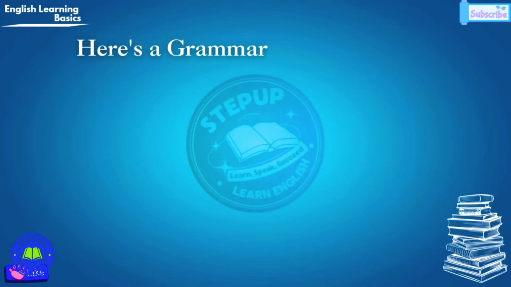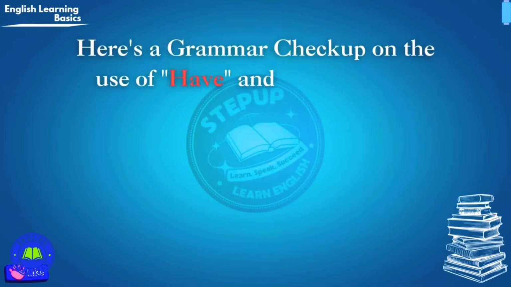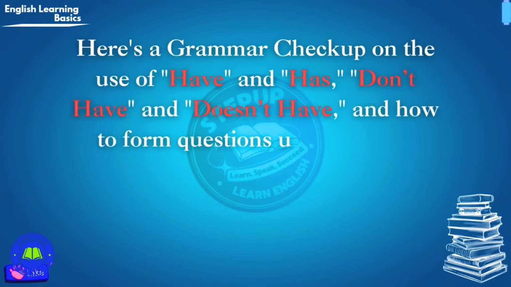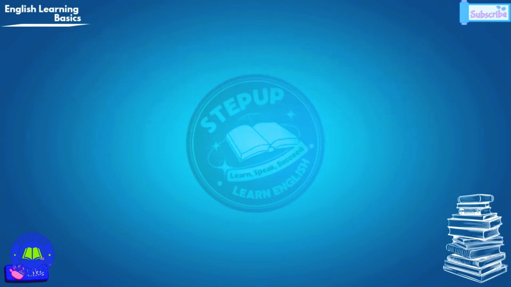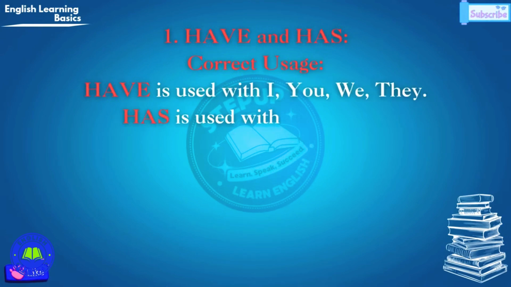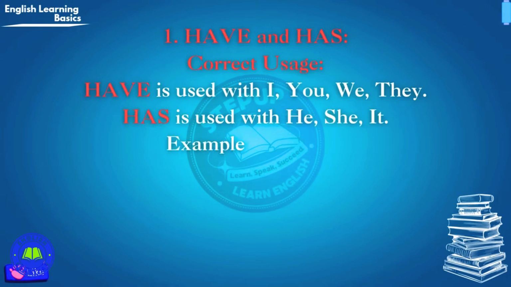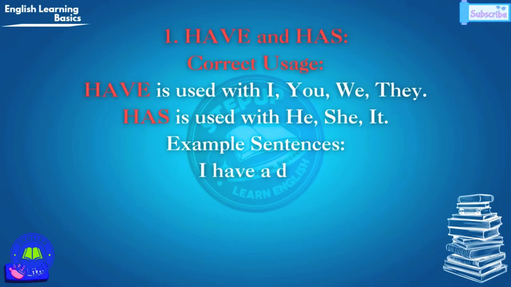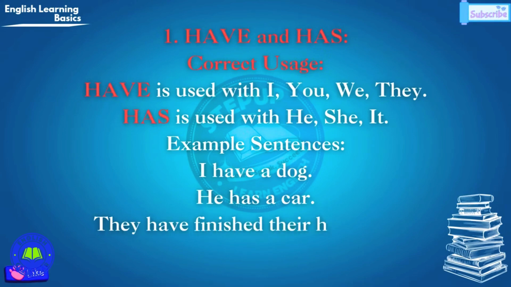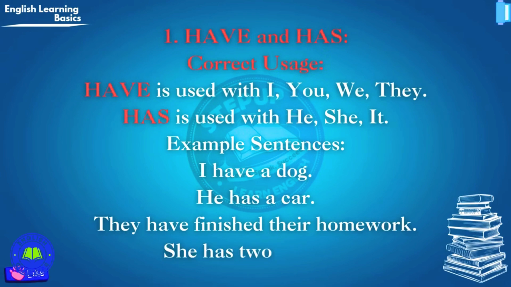Here's a grammar checkup on the use of have and has, don't have and doesn't have, and how to form questions using have. 1. Have and has. Correct usage. Have is used with I, you, we, they. Has is used with he, she, it. Example sentences: I have a dog. He has a car. They have finished their homework. She has 2 siblings.